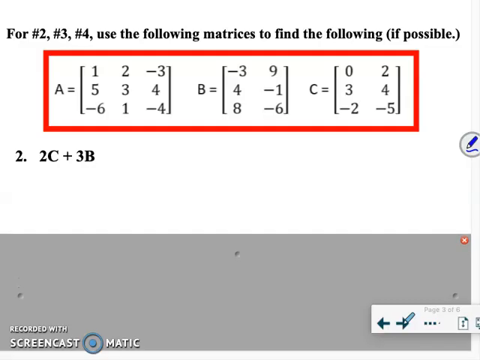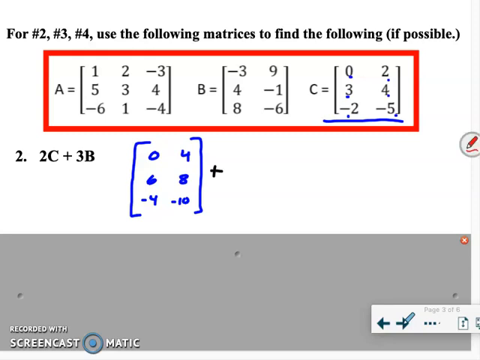So if we're looking at this, if I run a scalar of 2 through C, again, 2C, I'm going to do this in blue here, just literally multiplying all 6 terms times 2. 0 times 2 is still 0, 2 times 2 is 4, 2 times 3 is 6, 2 times 4 is 8, 2 times -2 is -4, 2 times -5 is -10. There is 2C, plus, we're about to do the same thing with matrix B. So again, 3B. So all 6 elements, again, multiplied through by 3.